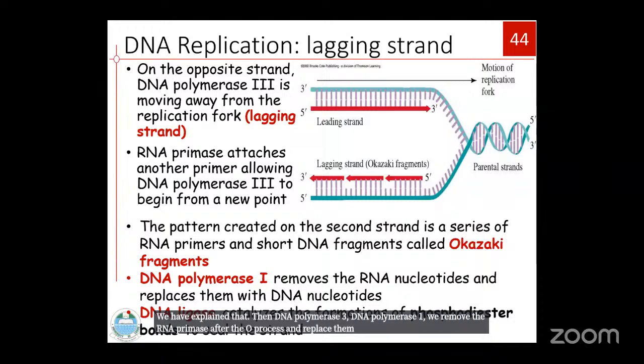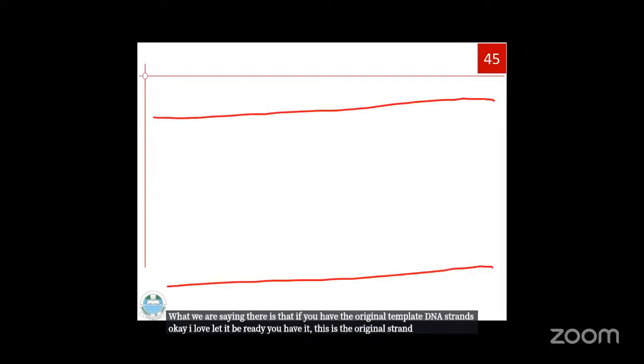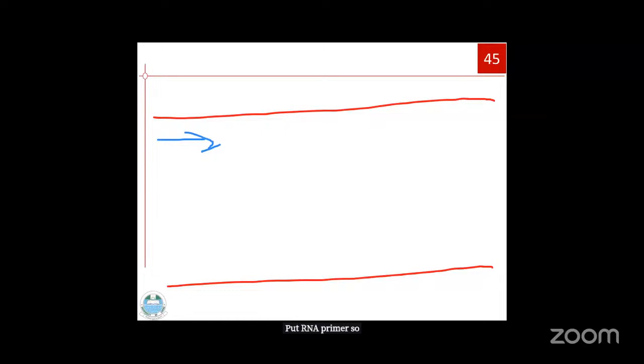correct DNA nucleotides, right? What we are saying there is that if you have your original template DNA strand, this is the original strand, right? And RNA primase comes and puts RNA primers. So if you have A here, RNA primase, what is RNA? It puts a U because there's no T in RNA.